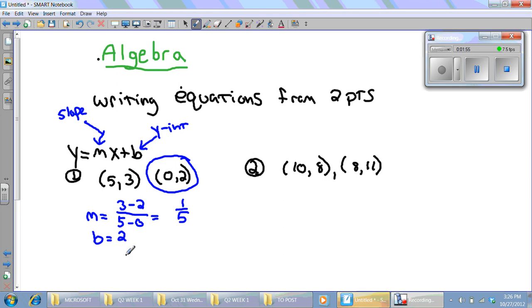So now we have our equation. We take y equals, we put the slope in, we multiply it by x, and then we add the y-intercept. And it's just that simple.